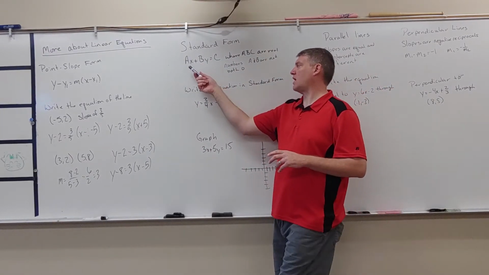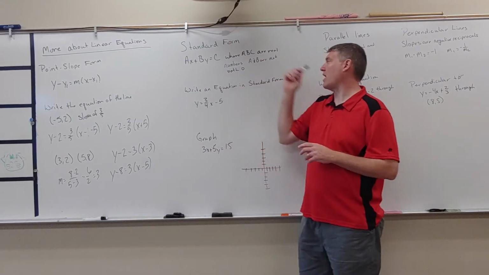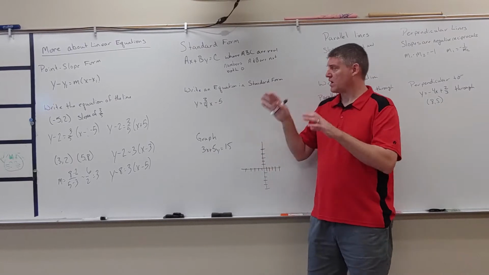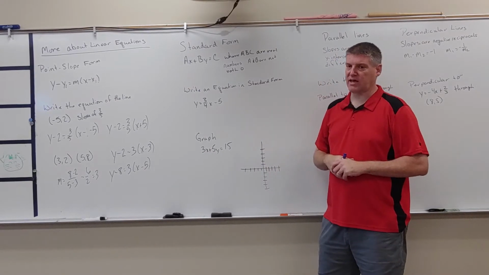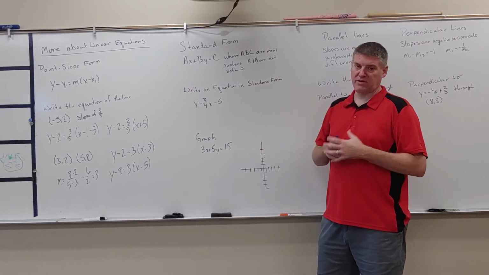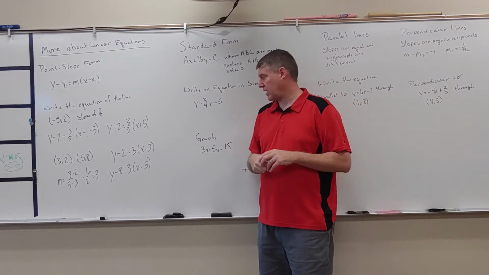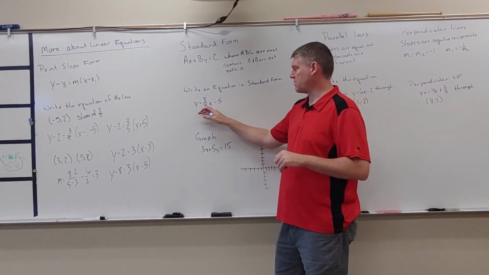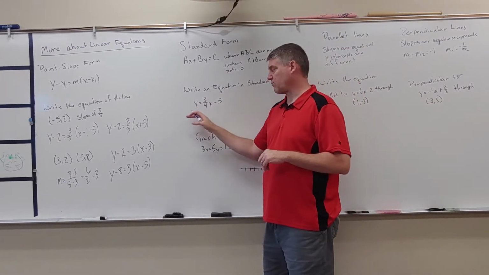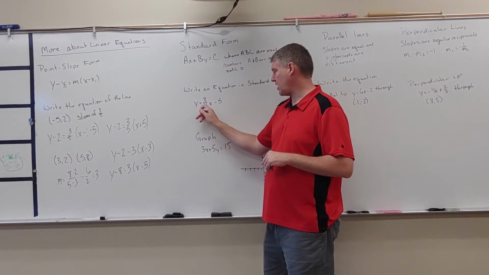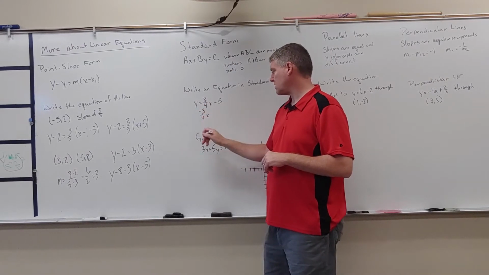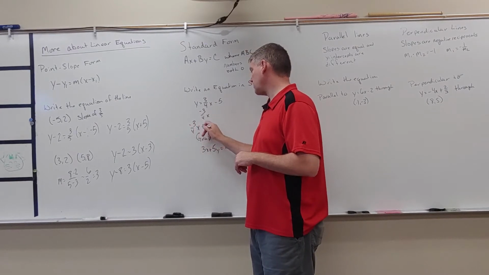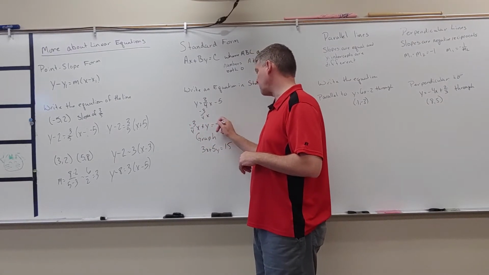Standard form is ax plus by equals c, where a, b, and c are real numbers, and a and b are not both zeros. So we want x and y on the same side, we want c on the other, and we typically want these to be integers, okay? So write an equation in standard form. So what I'm going to do is move my 3/4 over. So I'm going to subtract off 3/4 first. And now I have -3/4 x plus y equals -5.